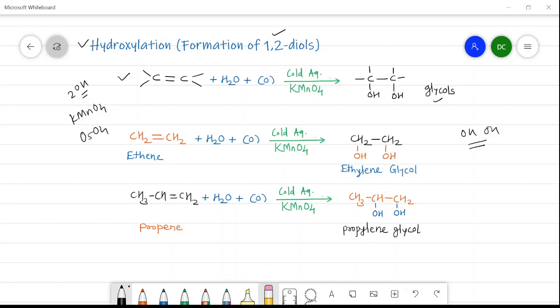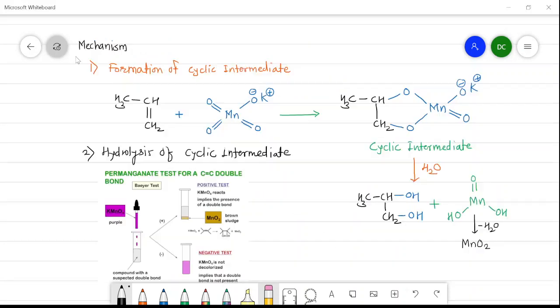Now let's see the mechanism. The mechanism of hydroxylation is a specific mechanism. It doesn't involve the formation of a carbocation, but it is an addition reaction, no doubt. The first step is the formation of a cyclic intermediate. Alkene reacts with the KMnO4. Then there is a cycloaddition of KMnO4 across the double bond carbons, and it gives a cyclic intermediate, that is a 5-membered ring.